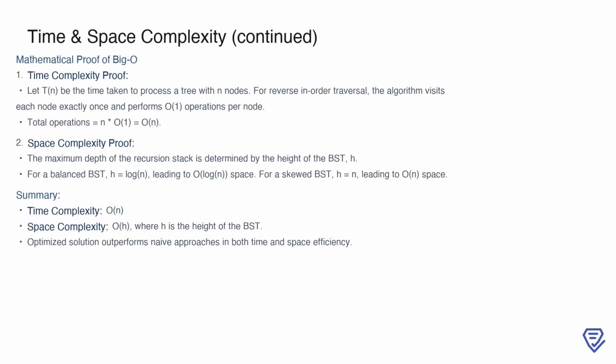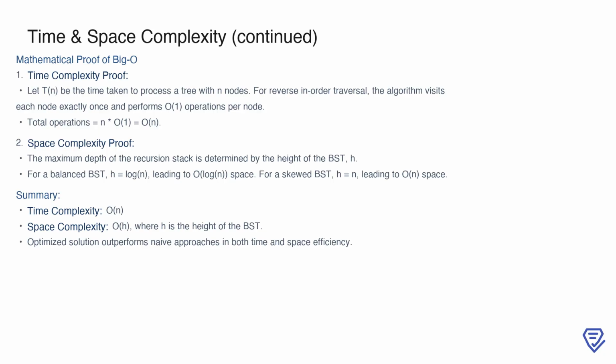To mathematically prove the complexity, let's first confirm the time complexity. If T(n) represents the time taken to process a tree with n nodes, the algorithm performs a reverse in-order traversal, visiting each node exactly once. For each node, the operations are constant, O(1). Therefore, the total time is n times O(1), which simplifies to O(n).